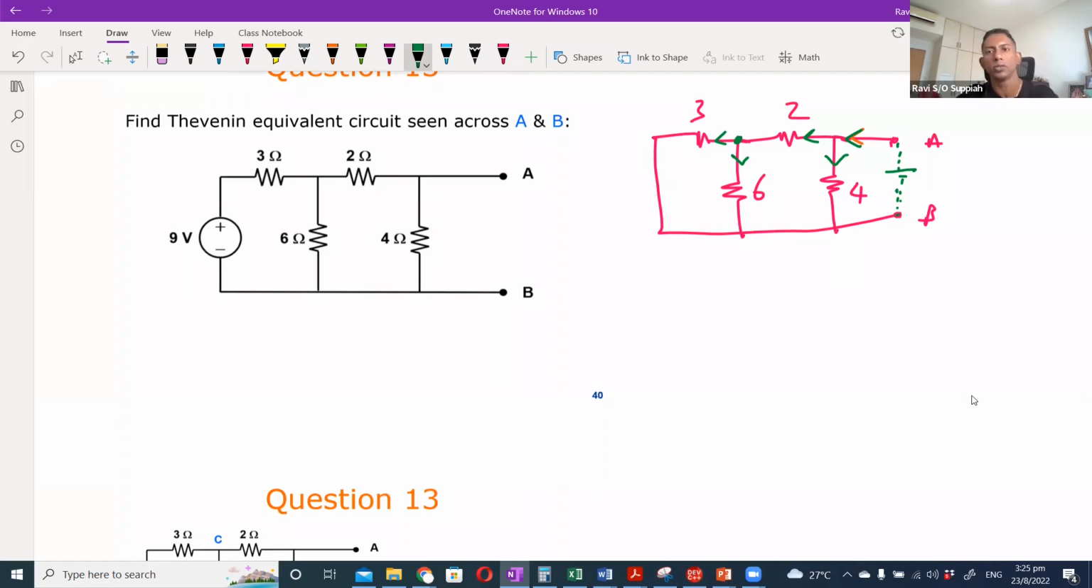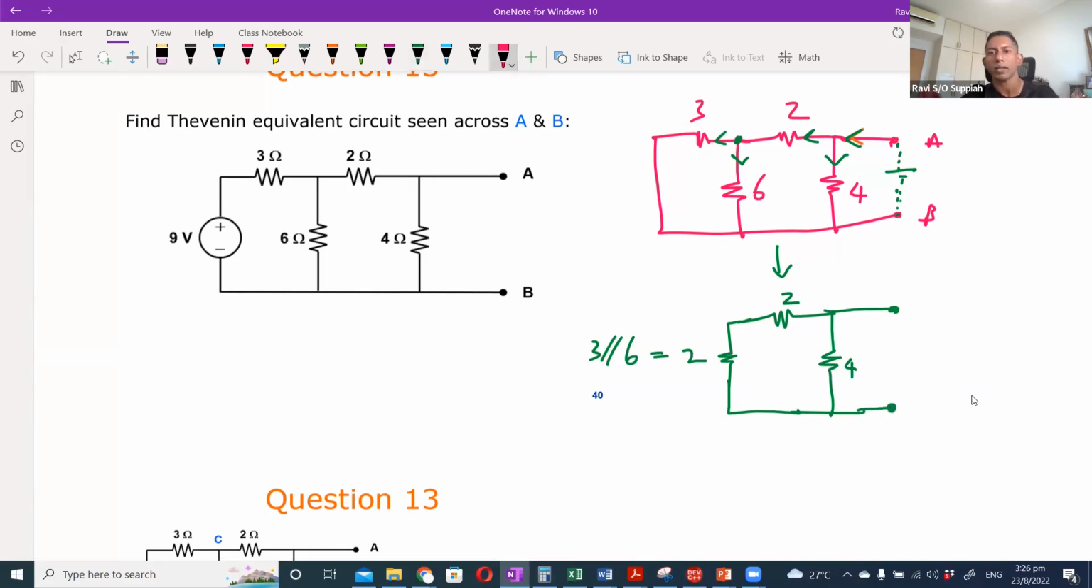So I start with the end. This 3 and 6 are parallel, correct? That will give me 2 ohms. Okay, so from here I can simplify and I can have 2 ohm and 2 ohm. This is 3 parallel 6 giving 2 ohm. Then I have 4 ohm over here, and this is my supply. Okay, so again, this 2 and 2 will give me 4. Correct, so this will give me 4 and 4.